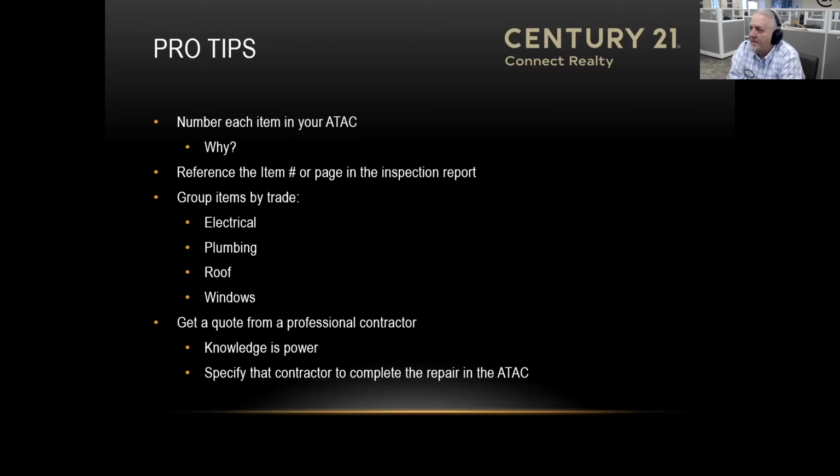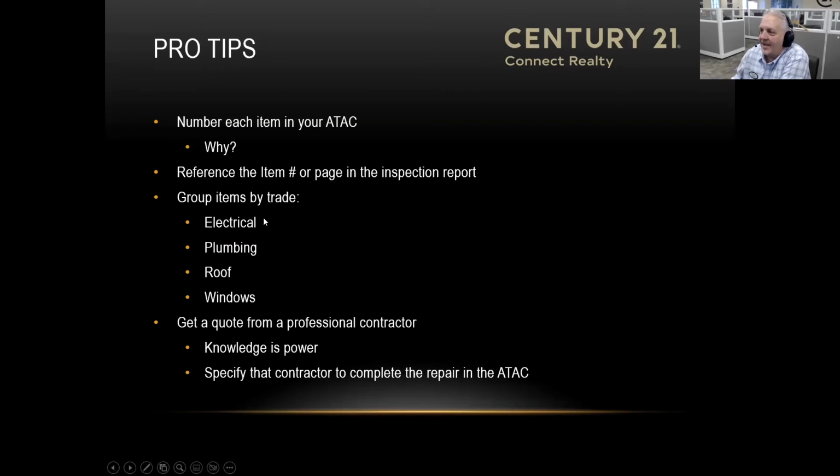Because you want to be able to reference that page number, that item number, or the page number in the inspection report too. That's another good way to include that in your ATAC: the item dealing with the garage doors on page 6, item number garage 3 on that page report. Okay.